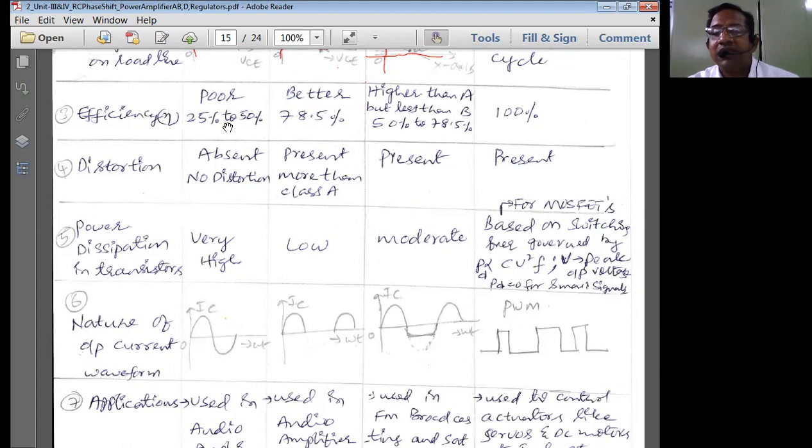So in class A, what is the firing angle? 360 degrees. That is the one we have to keep in our mind before we go with this.